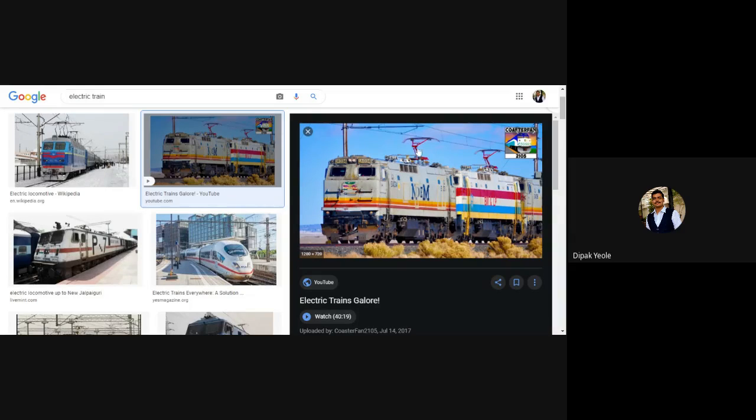Here you can see this V shape, which is nothing but the pantograph. This pantograph is used for collecting the current from this overhead conductor. You can see this is the overhead conductor which carries a large amount of voltage.